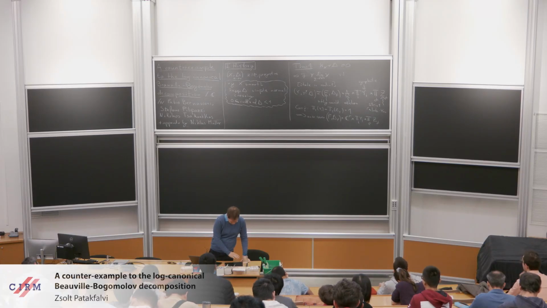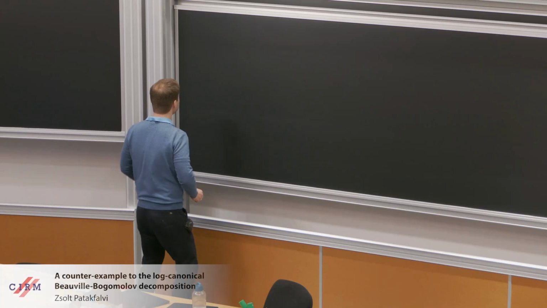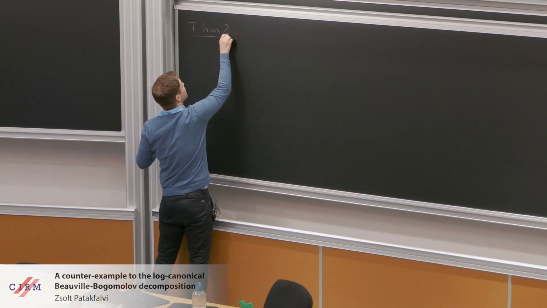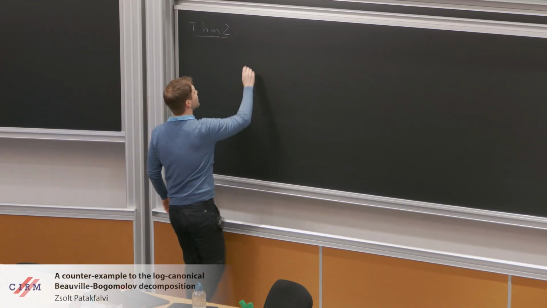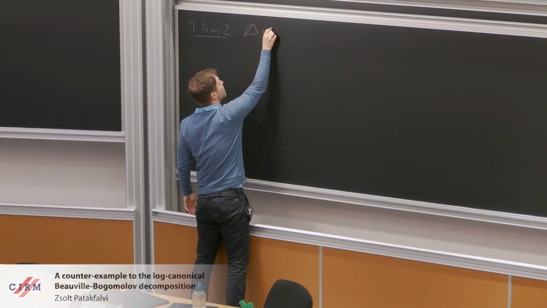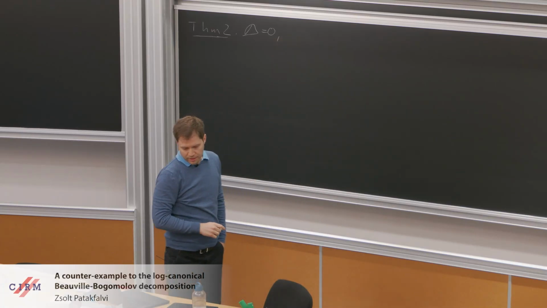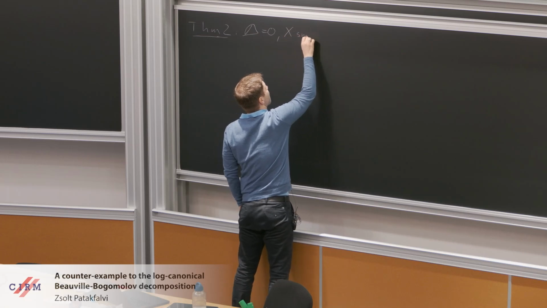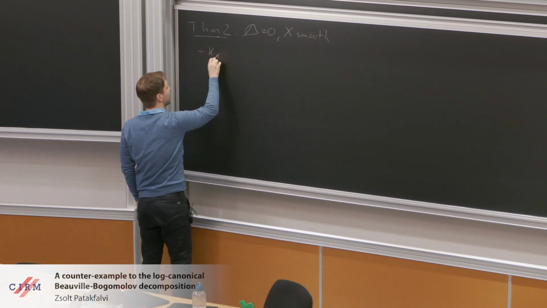Okay, so what happens in the minus Kx nef case? Now let's assume that we have no boundary and X is smooth, and minus Kx is nef.